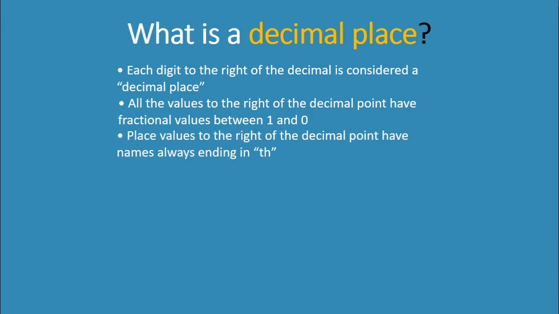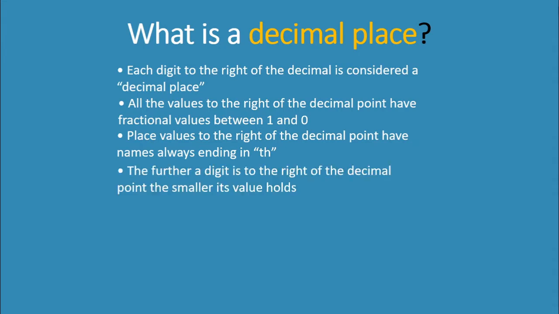The place values to the right of the decimal point always have place value names ending with "th", because that "th" means that it is some fraction. In the tenths position, for example, we would write that digit as a fraction over 10. In the hundredths position, we would be writing that digit value as a fraction over 100. The further the digit is to the right of the decimal point, the smaller the value it holds, because the denominator of the fraction grows bigger and bigger as we move to the right. Tenths, hundredths, thousandths, ten-thousandths, and so on.